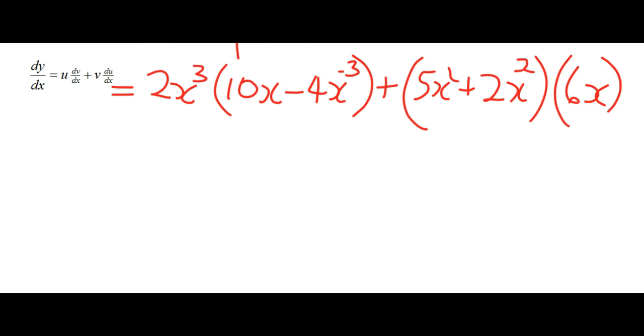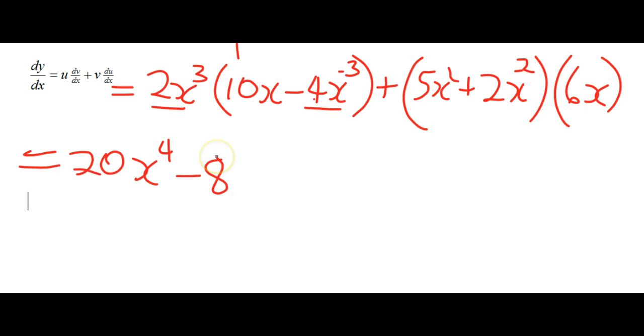So when I expand this will give me 20x to the power 4 minus, remember we are going to do this times that. The 2 times 4 will give me 8, and x to the power 3 times x to the power negative 3 will be negative x to the power 0, which will be 1. So every term over there will go off.